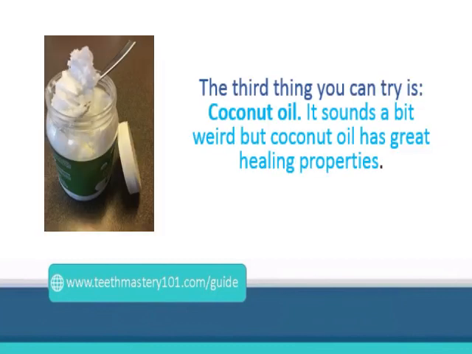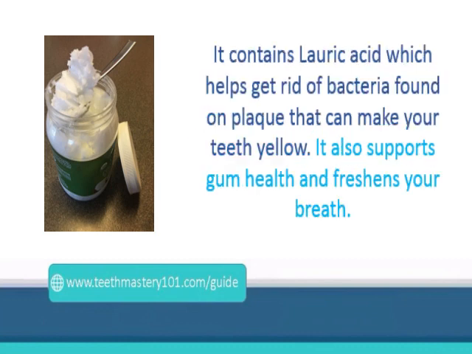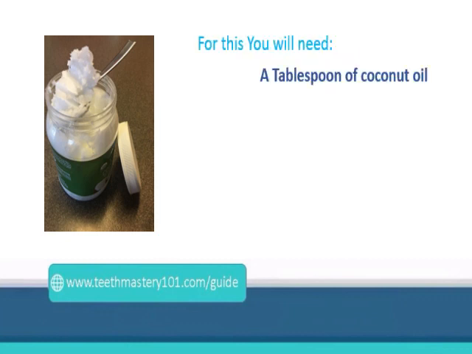The third thing you can try is coconut oil. It sounds a bit weird, but coconut oil has great healing properties. It contains lauric acid, which helps get rid of bacteria found on plaque that can make your teeth yellow. It also supports gum health and freshens your breath. For this, you will need a tablespoon of coconut oil.